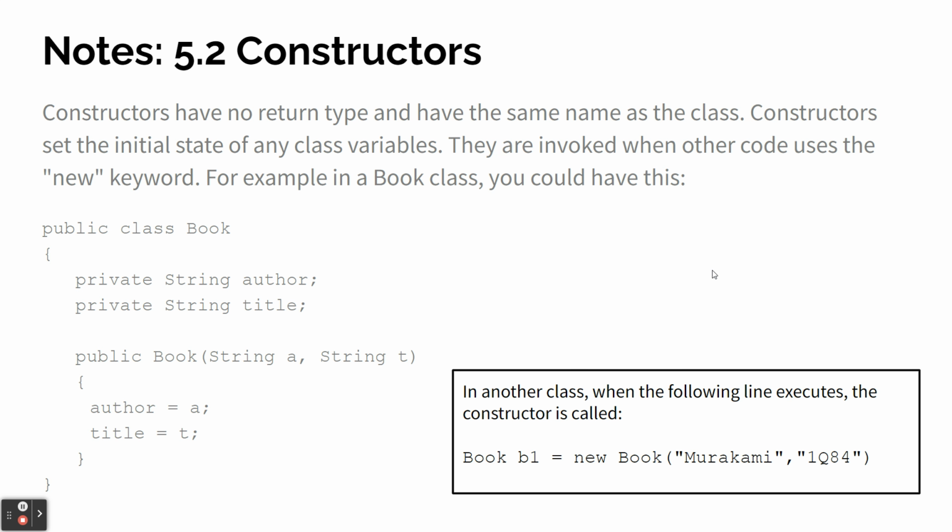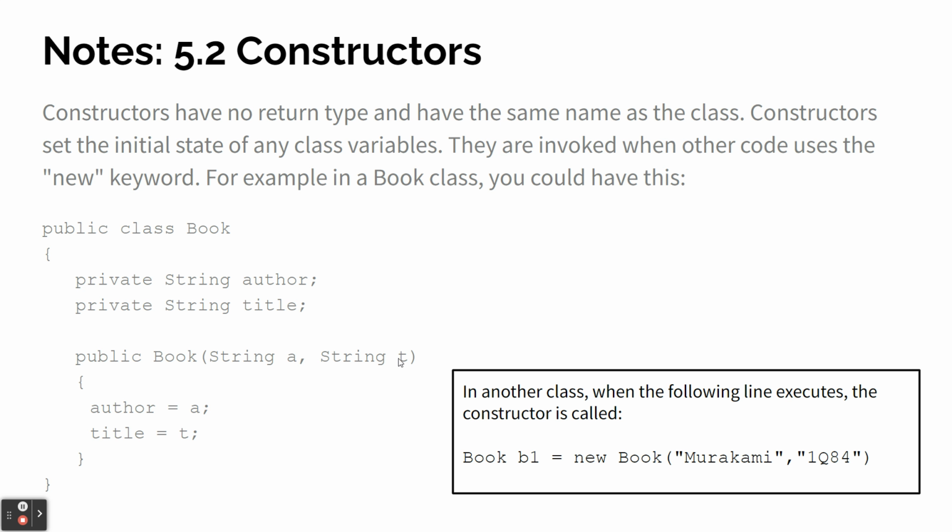Constructors have no return type, and they have the same name as the class. So right in here, this is a very simple book class that just has two variables, the author and the title. And then here's a constructor. And by no return type, I mean, it doesn't say public string book or public void book. It just says public book. See, book, exactly the same name as the class.